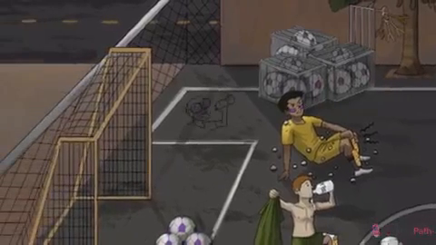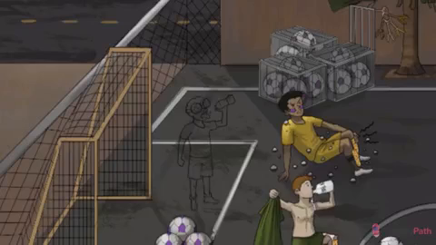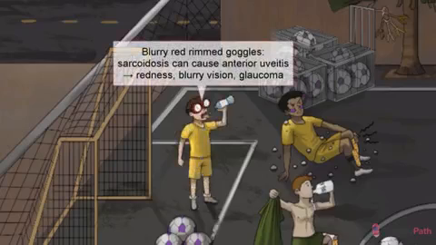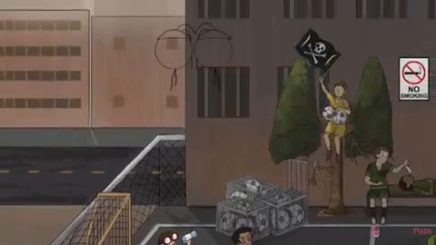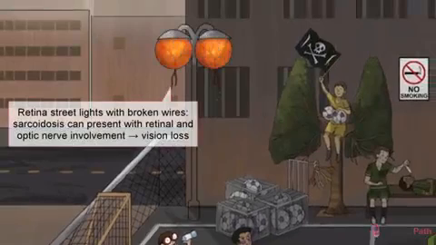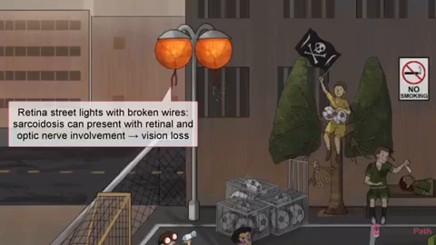Up to 1/2 of sarcoidosis patients will experience issues with their eyes or lacrimal glands. Take this kid, for instance, with his blurry red-rimmed protective goggles. He represents the symptoms of anterior uveitis seen in sarcoidosis, which can cause blurry vision and redness where the cornea meets the sclera. Iritis, specifically, can even lead to glaucoma. The disease can also manifest in the posterior uveal tract with resultant choroiditis, and also extend to the retina and optic nerve. Hence those broken retinal-looking streetlights with the severed optic nerve wires. Unfortunately, when the retina and optic nerve are involved, that means vision loss.